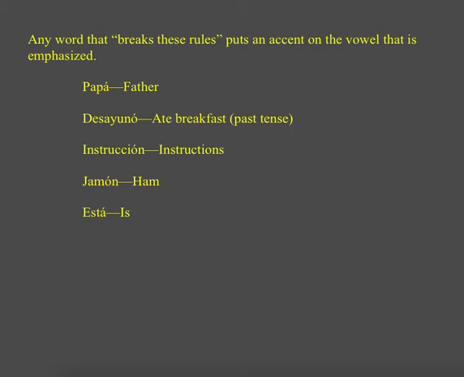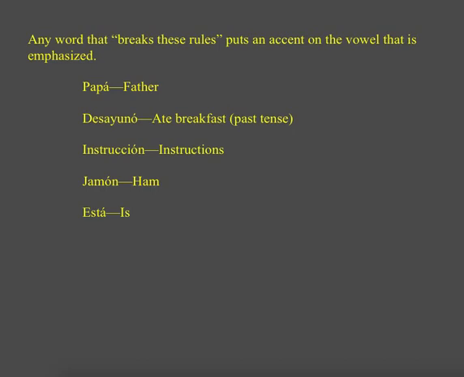If it did, it would sound like this, jamon. But we don't say jamon, we say jamón. We emphasize the last syllable on that word, and that's why it's breaking the rules of pronunciation. Therefore, we need to write the accent mark. It lets us know how to say the word.